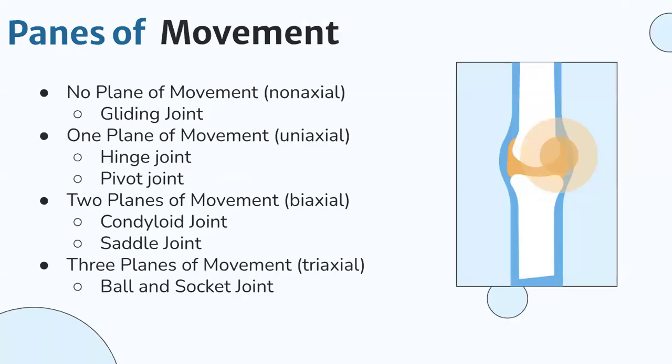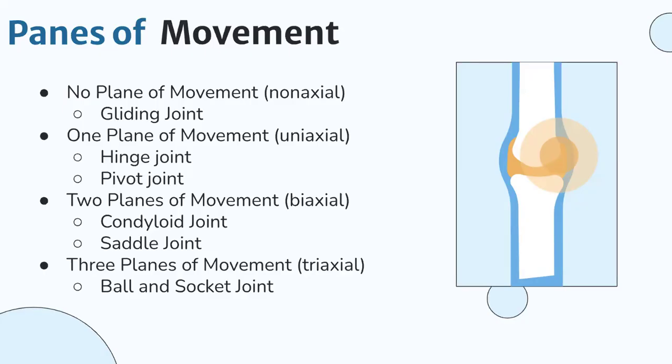All right, now we are going to move on to planes of movement. So the first plane of movement is non-axial, aka no plane of movement. This is a gliding joint. If you guys have ever heard of tectonic plates, which is how we get earthquakes when they are sliding up against one another and moving a lot. So think of those tectonic plates slowly sliding against one another. That is the same type of motion that a gliding joint is going to have.